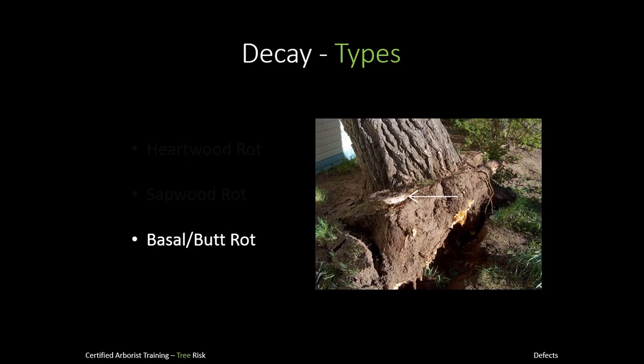And then, those were heartwood and sapwood. You can also have things like basal rot or butt rot. So this is beyond the inside and the outside of a stem. You're looking at an actual part of the tree, an organ of the tree, which is the roots or the base of the tree.